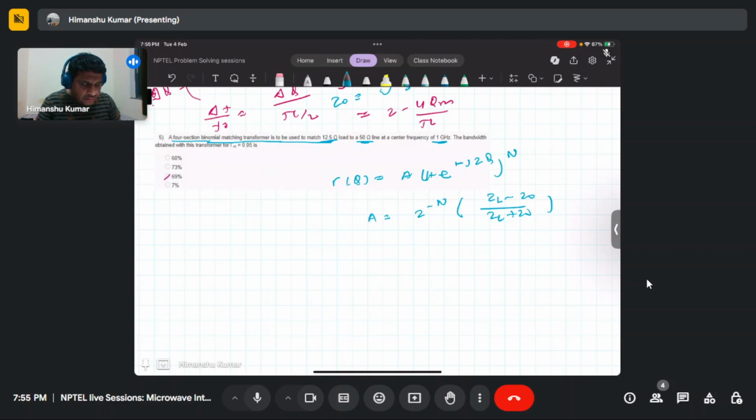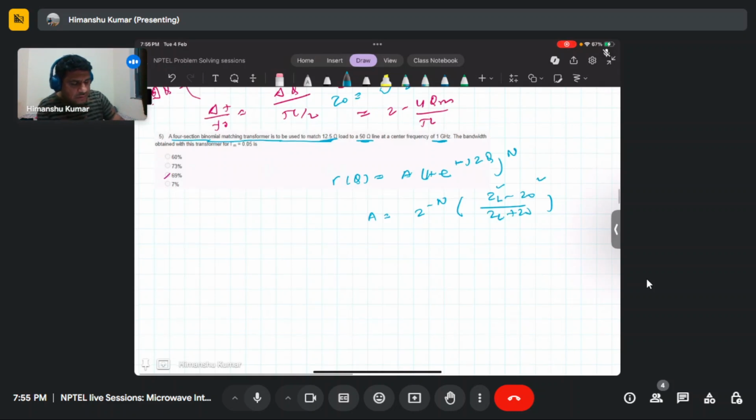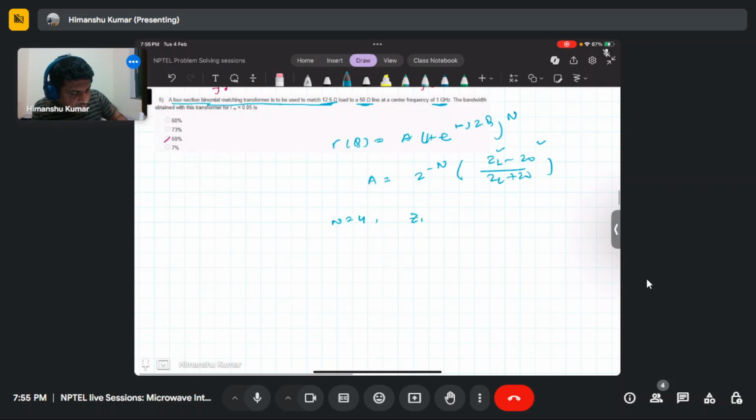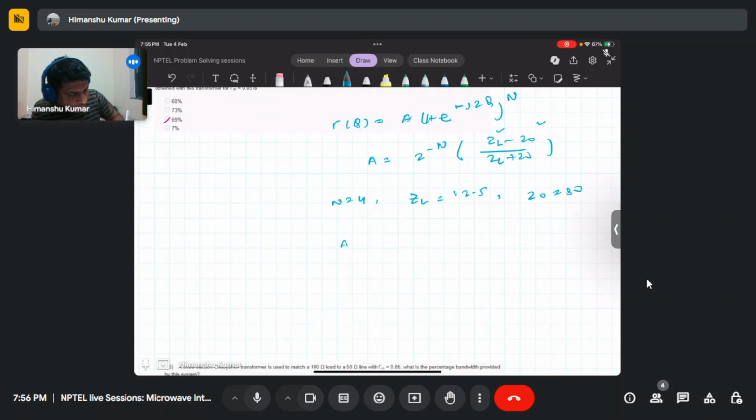And basically you can calculate A. ZL is given, Z naught is given, and it is a four section line, so n equals 4. ZL is given as 12.5 and Z naught is given as 50. So you can calculate mod of A equals 2 to the minus 4 multiplied by (12.5 minus 50) divided by (12.5 plus 50), and this mod you can take.